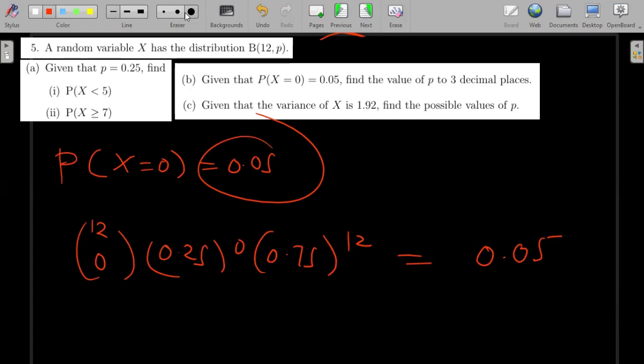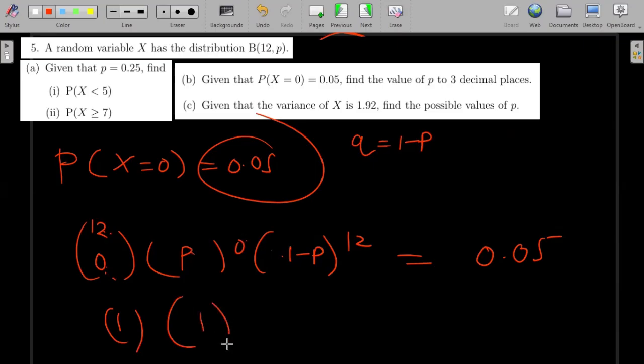In fact, here the P should not be there, because they want us to find it. So the probability has not been given there. So just write these in terms of P. Remember here we're at P, and here we're at Q. But we said Q was equal to 1 minus P. So I'm going to write 1 minus P here so that I have a uniform thing. So this is 12 combined 0. Any number combined 0 is always 1, and any number to the power 0 is 1. And then I will remain with 1 minus P to the power 12 equals 0.05.